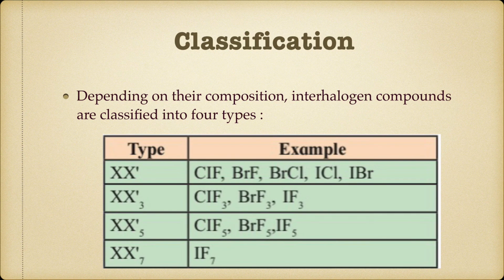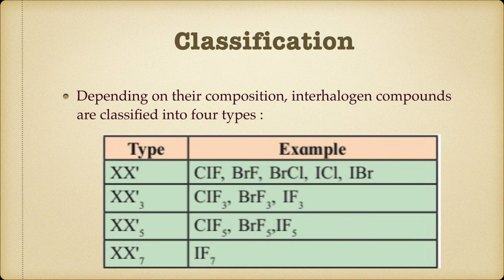For the first type, XX', it will form monohalides: ClF, BrF, BrCl, ICl and IBr. Next is XX'3, that means trifluorides. The examples are chlorine trifluoride, bromine trifluoride and iodine trifluoride. Next, the example for XX'5. Here we are talking about the pentafluorides. The examples are chlorine pentafluoride, bromine pentafluoride and iodine pentafluoride.